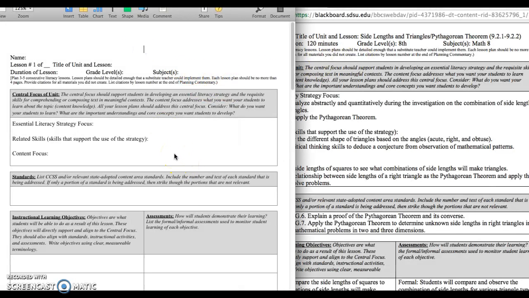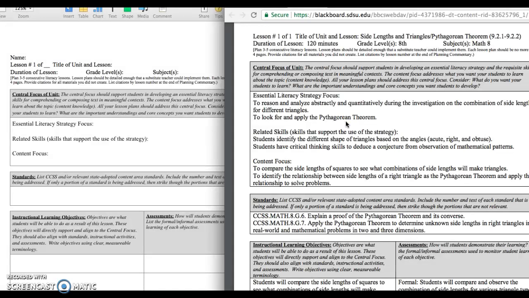So the first one is the central focus of our unit. If you look, it composes three different topics: the essential literacy strategy focus, related skills, and the content focus. So we come over here to this lesson plan. You'll see the essential literacy strategy is basically saying what we're going to be doing, so what the main goal of the lesson is and what we want the students to be able to know by the end of the lesson.